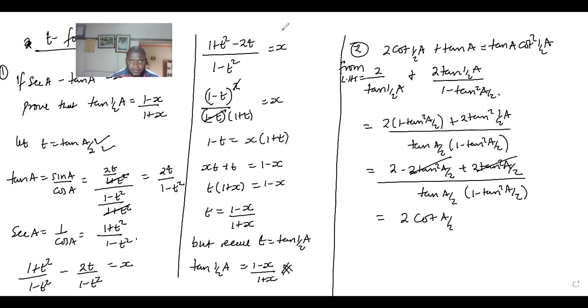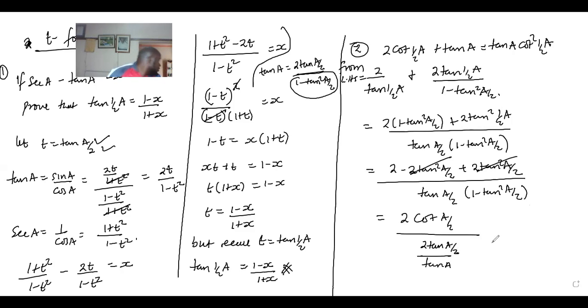Now, from this definition, tan of A is equal to 2 tan of A over 2 over 1 minus tan squared of A over 2. I can make this one the subject. When I make it the subject, it becomes 2 tan of A over 2 over tan of A. Do you realize that the 2 can vanish, and tan A goes up? This is 1 over tan A over 2. You get a second cot A over 2. Hence proof.